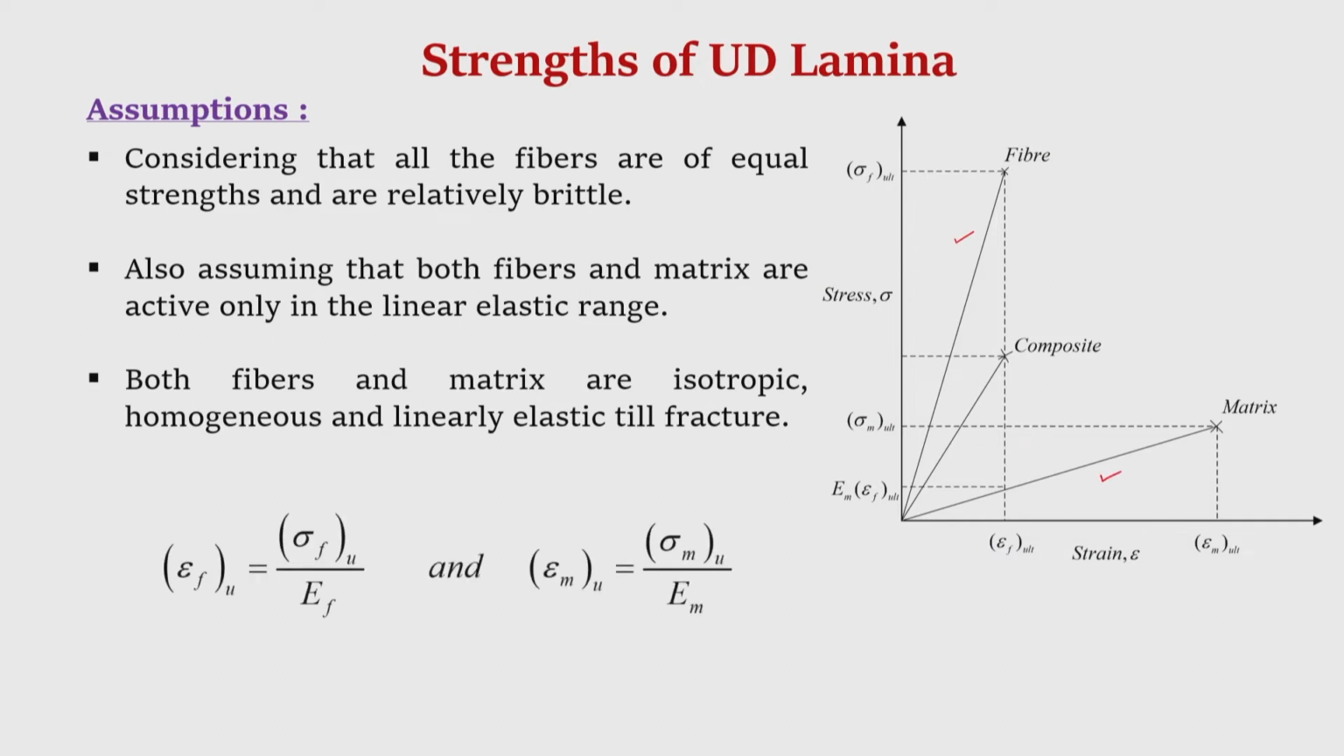Now, if you look at this stress strain curve, fibers are far more stiff compared to the matrix. Therefore, this is the Young's modulus of the fiber. We have considered the fiber to be isotropic. On the other hand, the matrix Young's modulus is the slope of this curve, E m. So, naturally E f is far higher compared to E m.